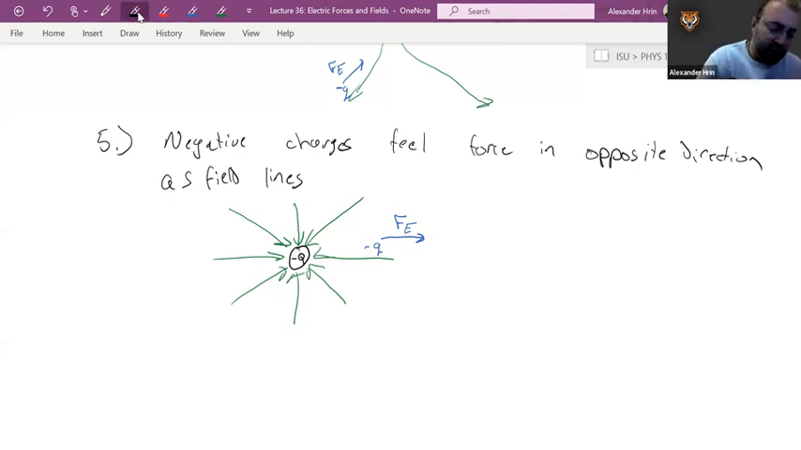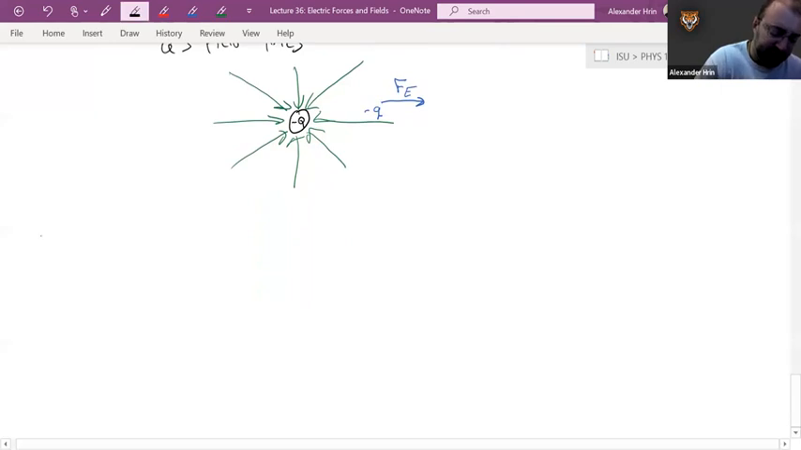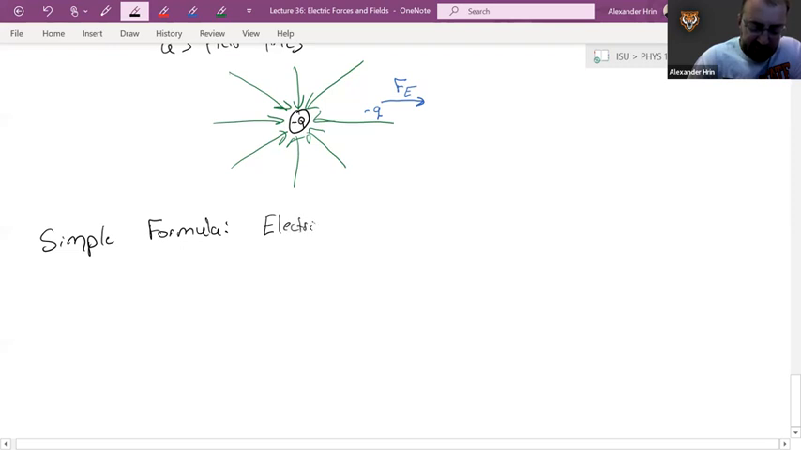All right. Now I want to give a simple formula for electric fields, a couple of them actually. And the first one is just the way you can think about electric field. This definition may be more helpful when it comes to reminding yourself of these equations. An electric field is the electric force per unit charge.